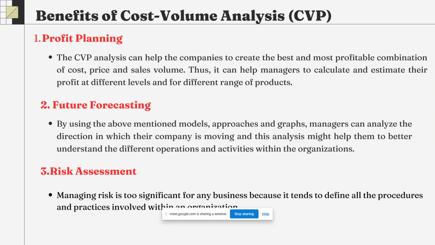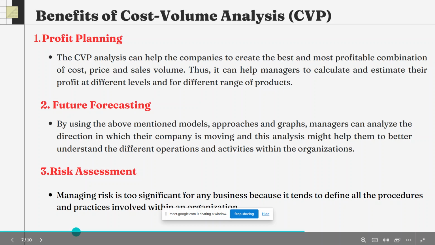By using the above-mentioned models, approaches, and graphs, managers can analyze the direction in which their company is moving, and this analysis might help them to better understand the different operations and activities within the organizations. Last, risk assessment. Managing risk is too significant for any business because it tends to define all the procedures and practices involved within an organization.